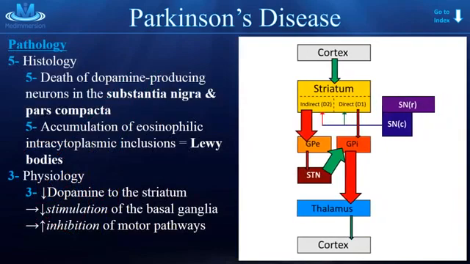So now, does that last bullet point make sense? Decreased dopamine to the striatum leads to a decreased stimulation of the basal ganglia, or the striatum, whether it be a decrease in the stimulation of the dopamine 2 receptors or a decrease in the stimulation of the dopamine 1 receptors. Both pathways ultimately lead to an increase in the inhibition of the motor pathways.